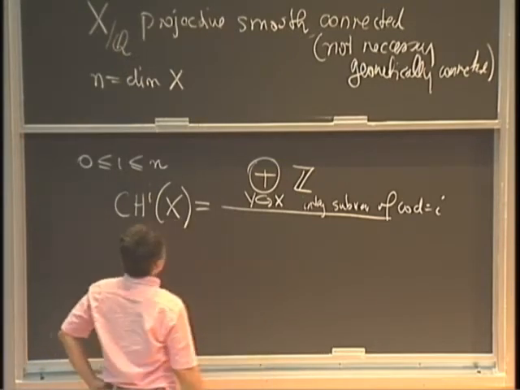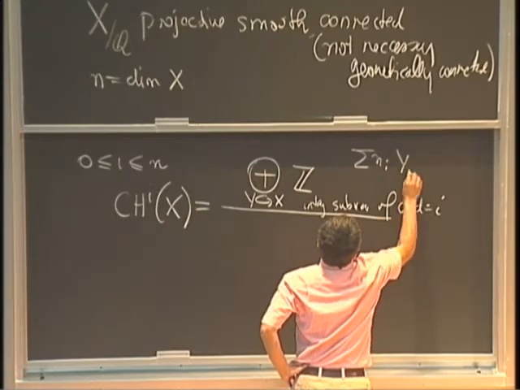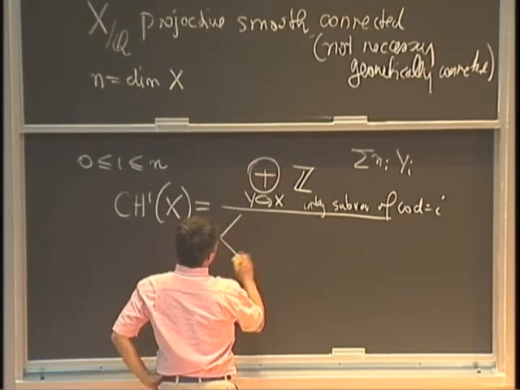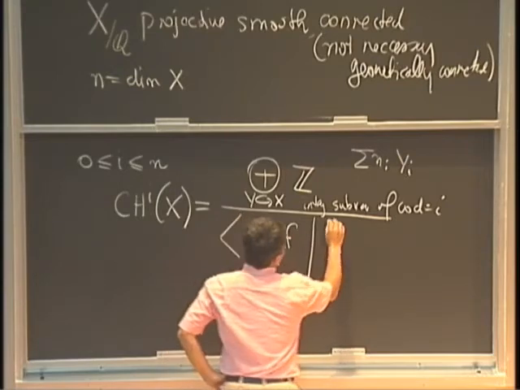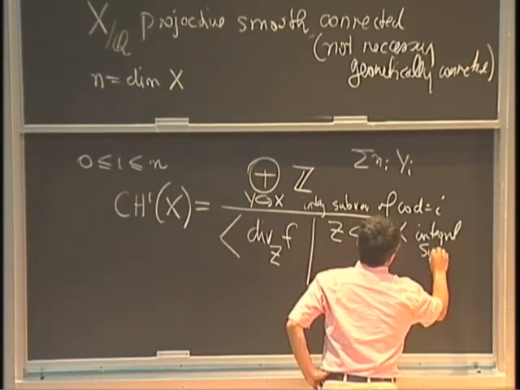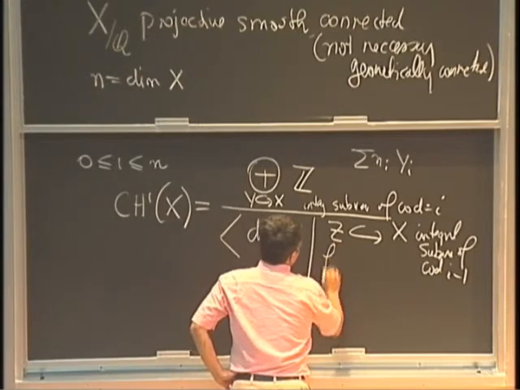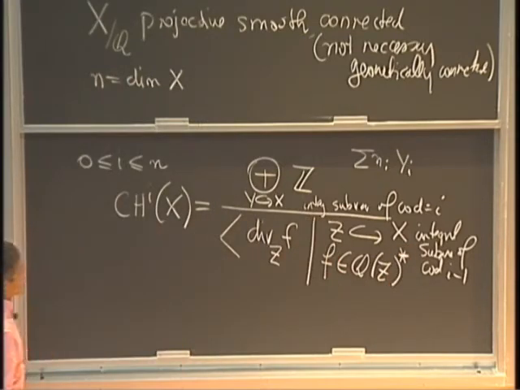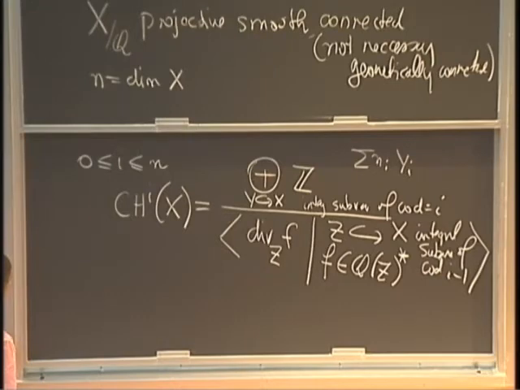Modulo the principal cycles. So every element of this one you can write as a summation of n_i Y_i. Here you mod out by the subgroup generated by the divisor of f on Z, where Z is an integral subvariety of codimension i minus 1, and f is a rational function. So this group is called the Chow group of cycles of codimension i.